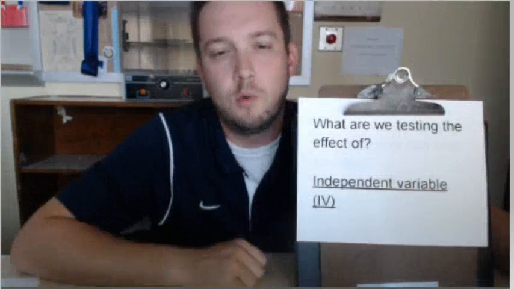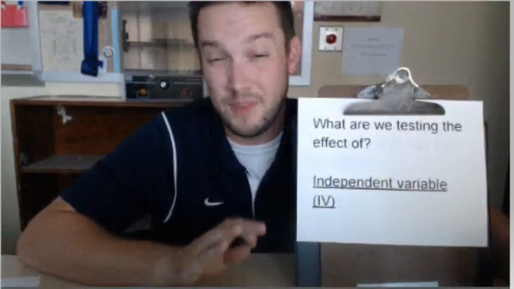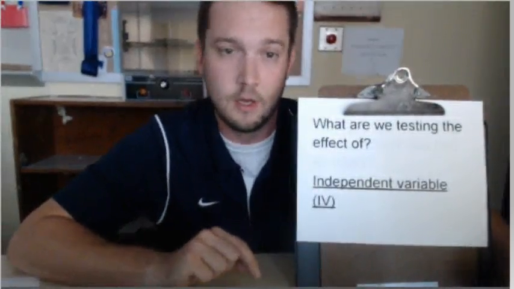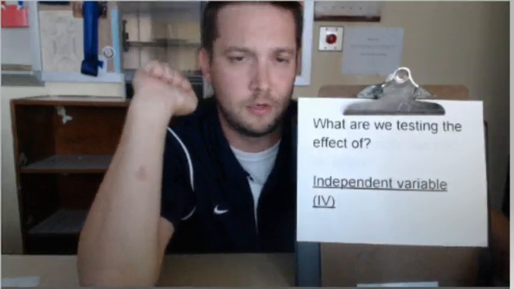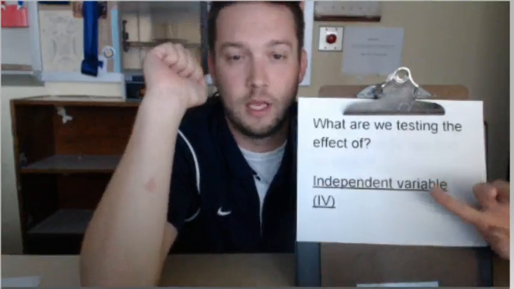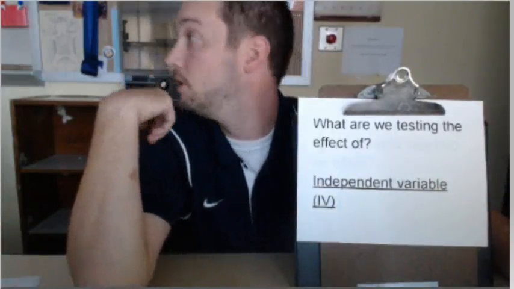All right, what are we testing the effect of? There's something in this experiment and we want to know if it is doing something. Okay, so in the case of this flesh wound, you want to know, is the Neosporin actually killing germs? Okay, so what are we testing? The Neosporin. All right, that's our independent variable. We call it an IV for short. That's not intravenous, that's independent variable.